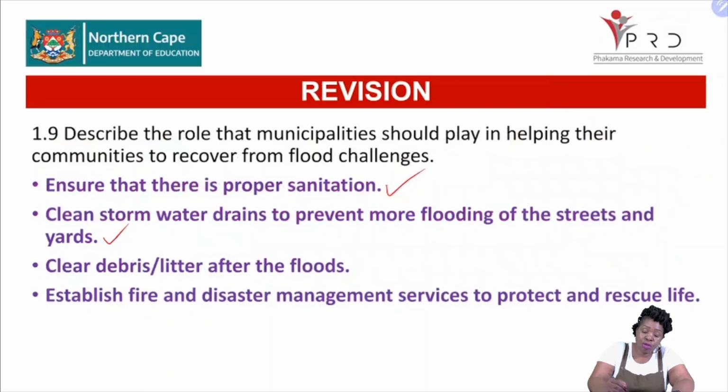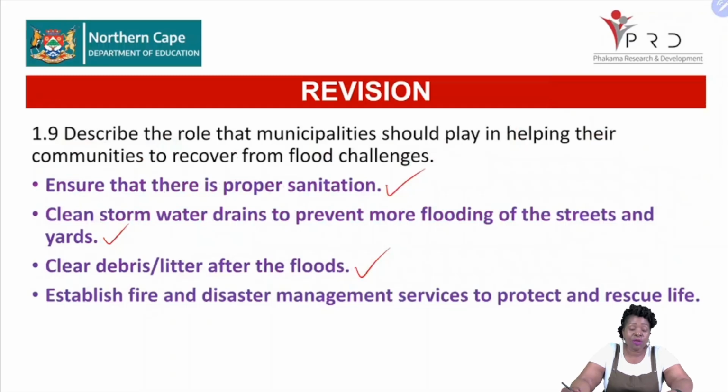Right? They should also clear debris or litter after the floods. Again, our municipalities have a responsibility to collect our garbage as well. Sometimes if they don't collect the garbage, this also results in people just throwing their garbage anyway. And then that garbage is washed into the storm drains, thereby blocking the drains and flooding our streets.